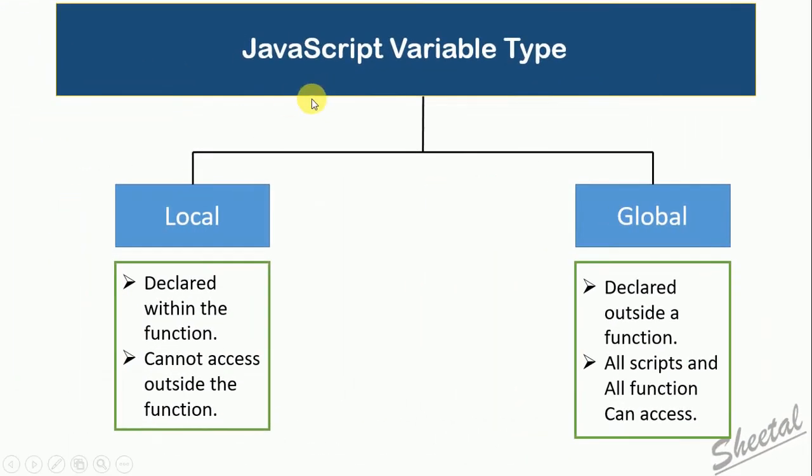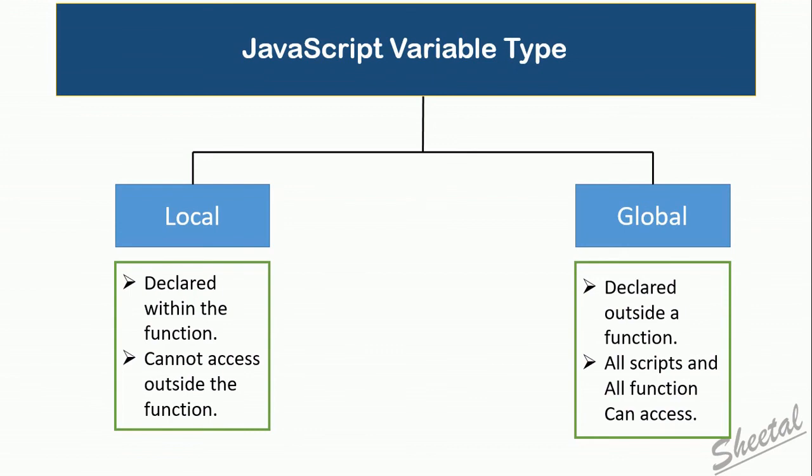JavaScript variable type. Two types of variable in JavaScript. First is local and second is global. Local variable is declared within the function and we cannot access local variable outside the function. Global variable is declared outside the function and all scripts and functions can access global variable. In general, it's better to pass local variables from one function to another as parameters than it is to use global variables. That will make your code easier to understand with less chance of errors.